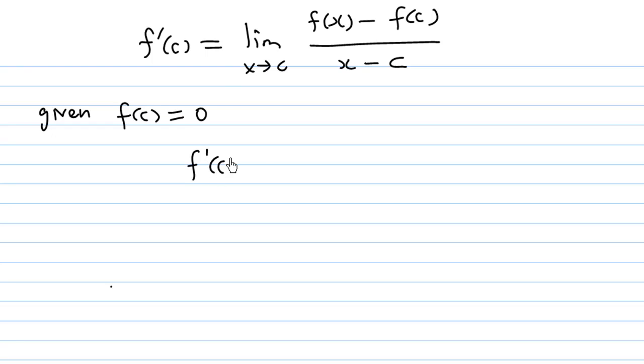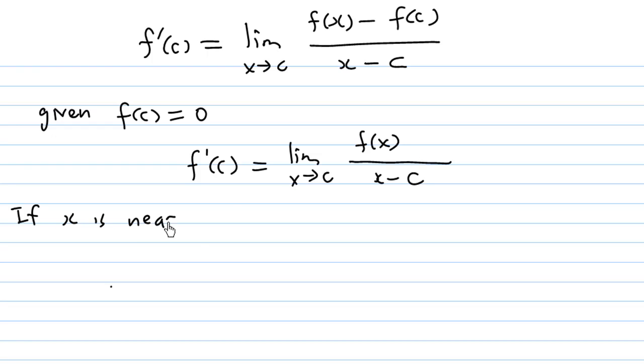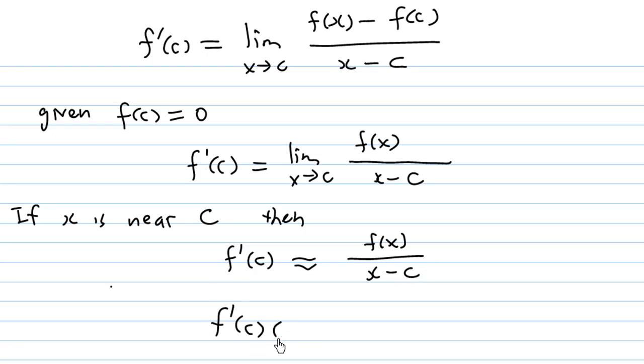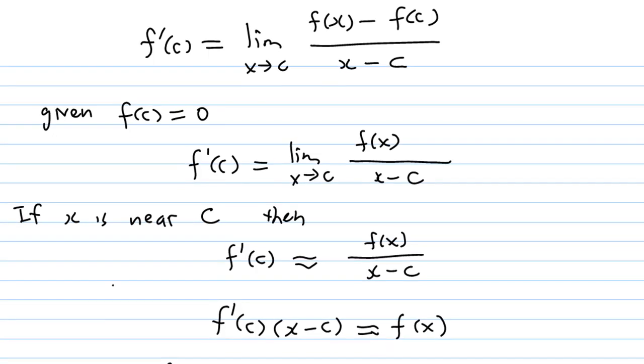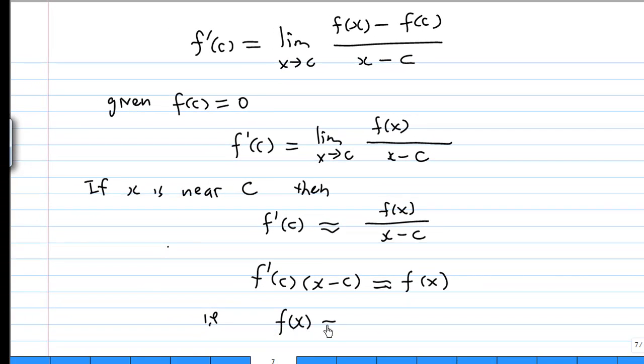Now we are given that f of c is equal to 0. So f prime of c is equal to limit of x goes to c of (f(x) minus 0, which is f(x) now) over (x minus c). Now if x is near c, this is what happens when x approaching c, then we will expect f prime of c will be approximately f of x over x minus c, or rearranging, f prime of c times (x minus c) is approximately f of x. That is, f of x will be approximately f prime of c times (x minus c).